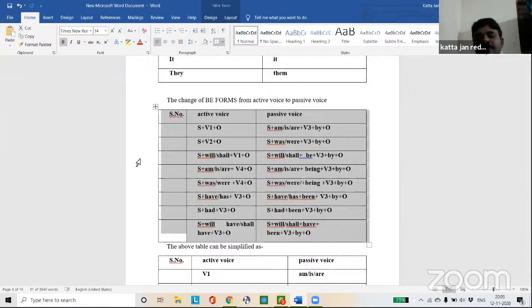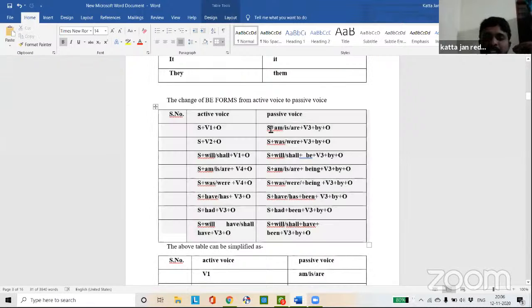See, when the structure is given like this: subject, V1, object. The structure of passive voice is subject, am/is/are or V3, by, object. See how it is. Let me tell you. First, this object is changed as subject.